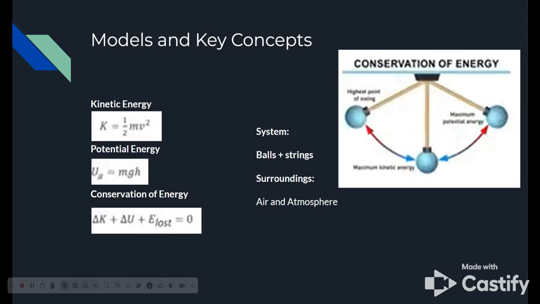So for our key concepts, we have kinetic energy, potential energy, and conservation of energy. And then the system was the ball and the strings, and the surroundings were the air and the atmosphere. And it's a little blurry, but there's a picture there where it shows this model.